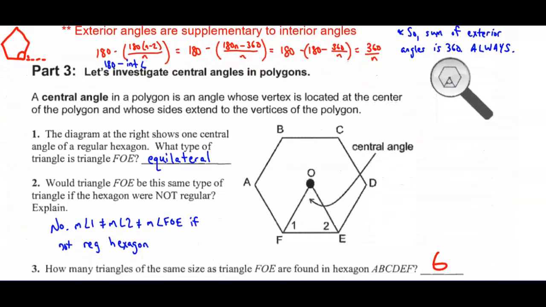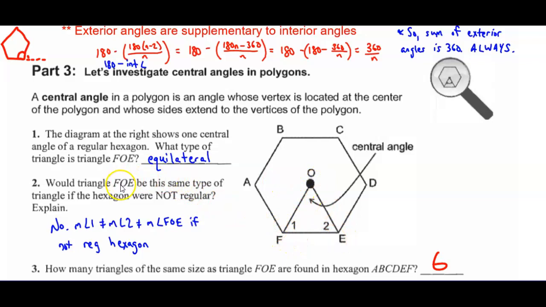All right, so last part here, close to the last part anyway. For part 3, a central angle in a polygon, that's when we connect to a center point, just like when we did a central angle of a circle, same kind of concept. When we do this with a hexagon, we end up creating an equilateral triangle. So all 3 of these segments end up being equal.